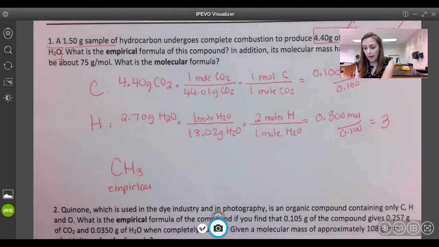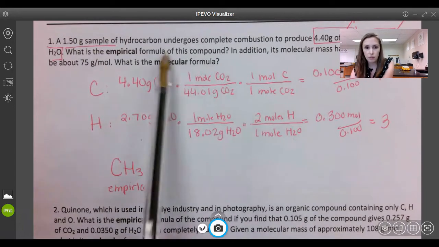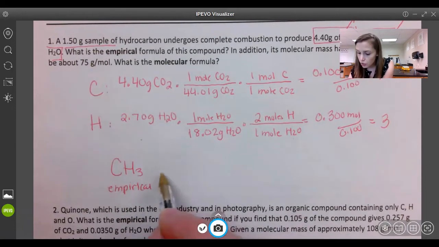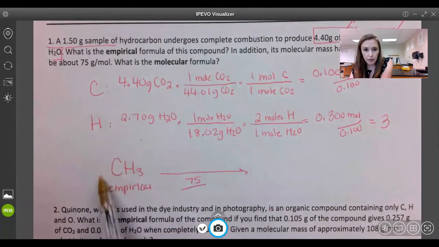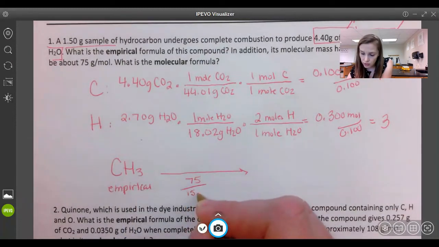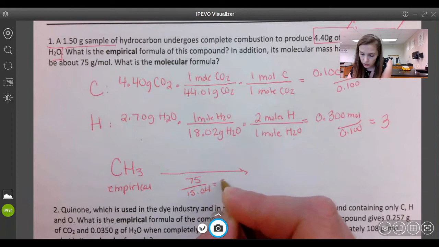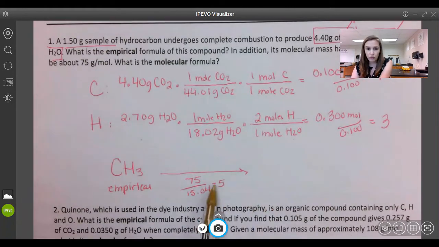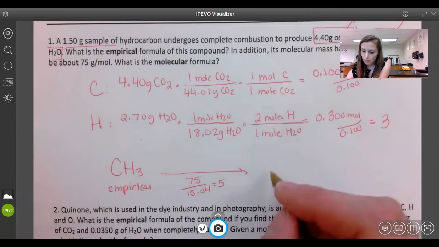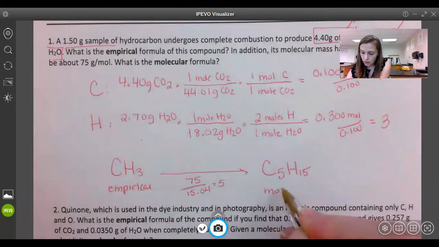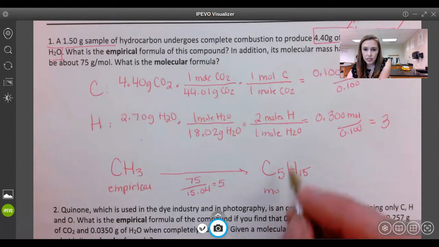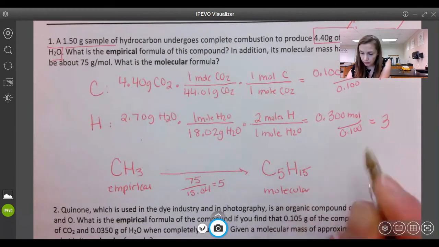Now it did want us to go ahead and figure out what our molecular formula is. We know the molar mass up here is 75. So you would take that 75 and divide it by the mass of CH3, so 1 carbon, 3 hydrogens. So this is 15.04, which gives me 5. So my molecular formula is 5 times bigger than the empirical. So remember, you're going to multiply all the subscripts by 5. So you get C5H15, and this is our molecular formula.